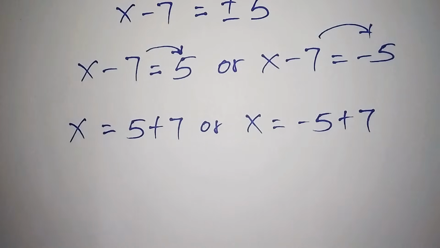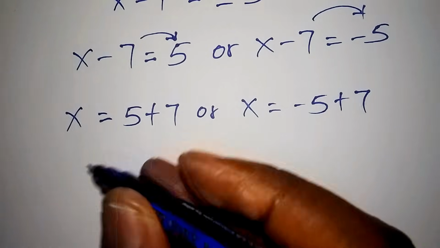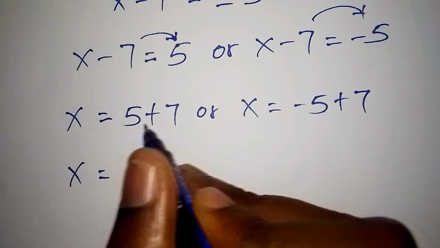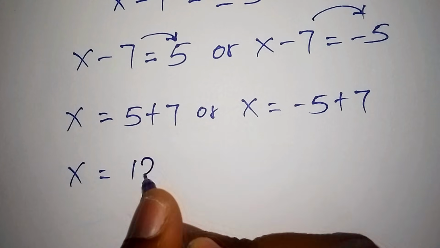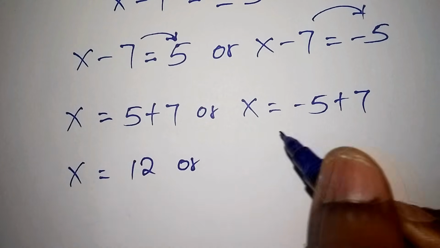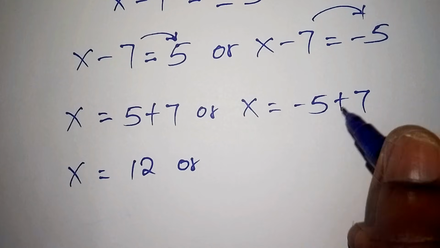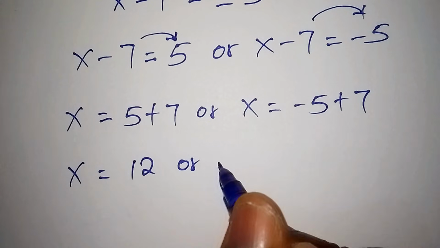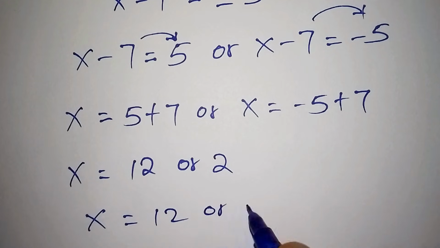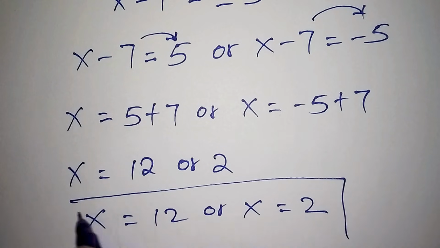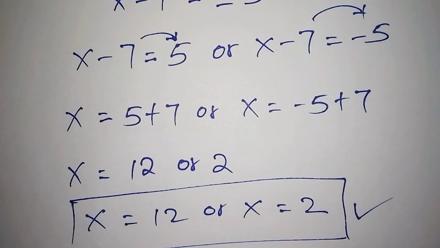In this case, our value for x is equal to 5 plus 7, which is 12, or minus 5 plus 7, which is positive 2. So now our value for x is equal to 12, or x is equal to 2. This is the correct answer for solving such an amazing maths problem.